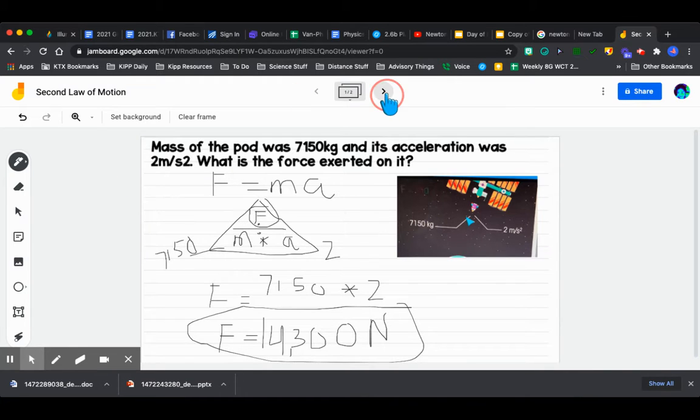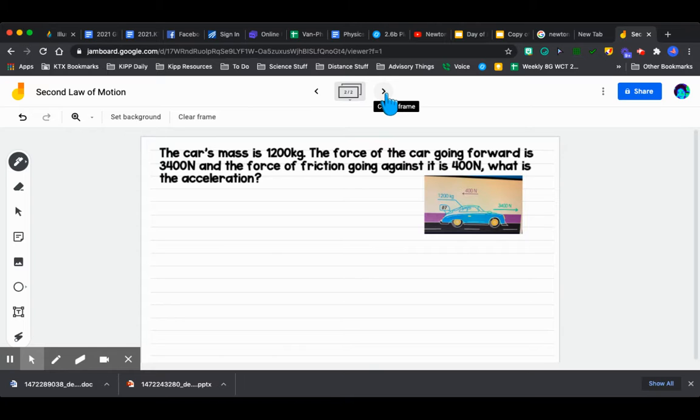Okay, let's move on to the second problem. The car's mass is 1,200 kilograms. The force of the car going forward is 3,400 newtons, and the force of friction going against it is 400 newtons. What is the acceleration? So F equals ma. That F must be a net force. Net force means all the forces added together.